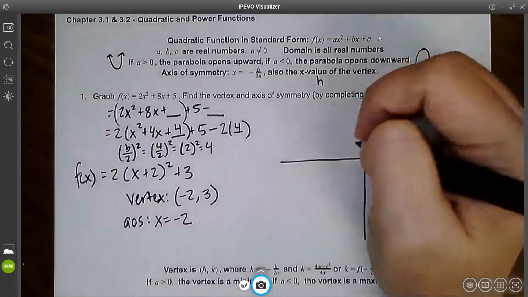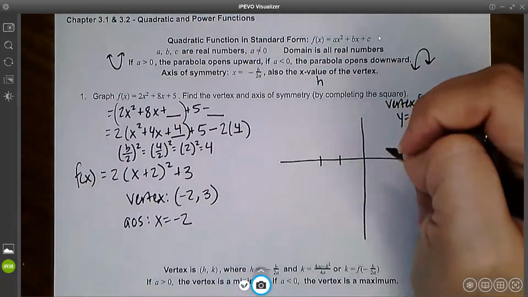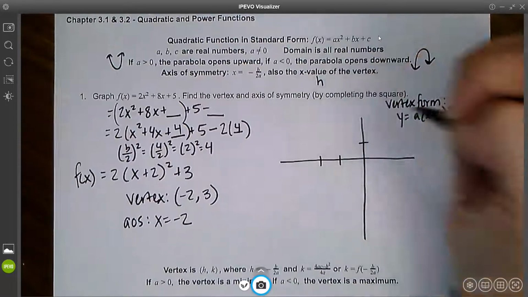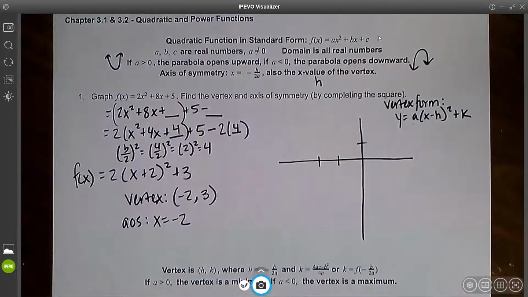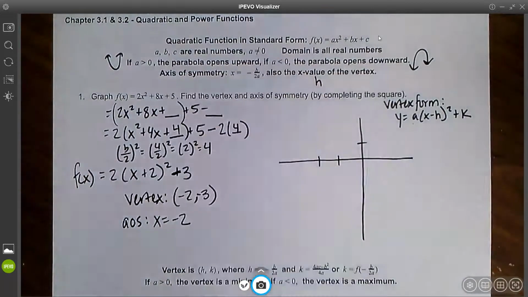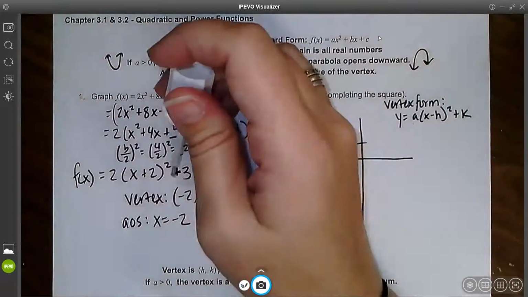And my vertex is negative 2, positive 3. Looks like I graphed it wrong. Let me get a little white out here. I need my x-axis to go down some. Sorry about that. Negative 2, positive. Oh, wait, no, it is negative 3. Look what I did. 5 minus 8 gives you negative 3, not positive 3. So I'll do that. There we go. I was right with my intuition there. Let me get this.